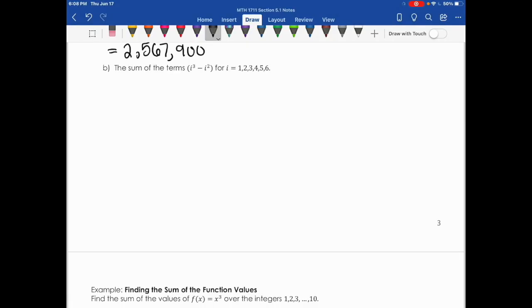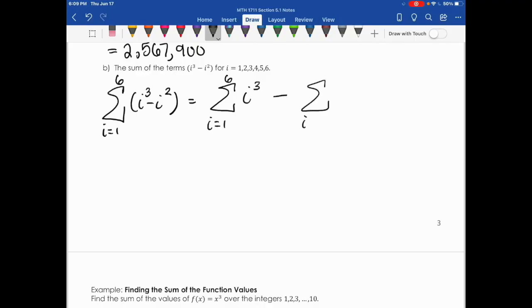For part B, we're going to find the sum of the terms i cubed minus i squared, and we're doing this for i from 1 to 6. So we have sigma, from 1 to 6, and our formula is i cubed minus i squared. Now, using my properties of sigma, I can split this up into two separate summations. From 1 to 6, I'm going to add i cubed. Then I'm going to subtract the sum from 1 to 6 of i squared.